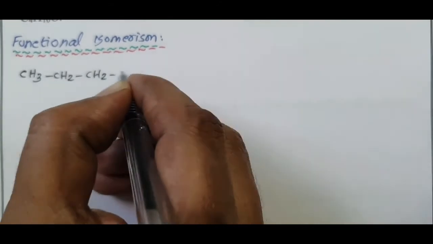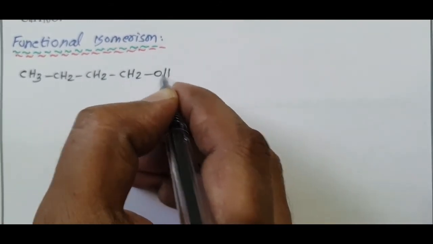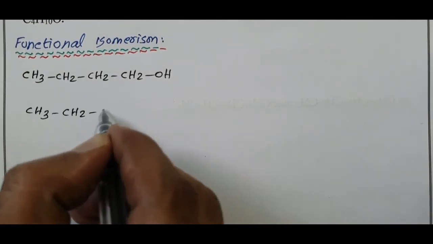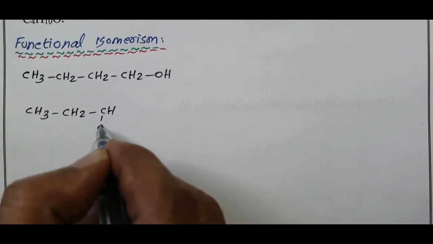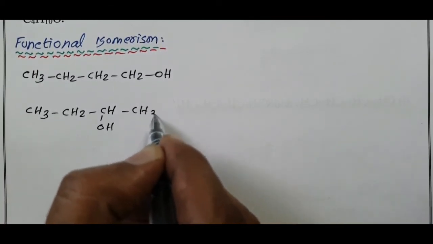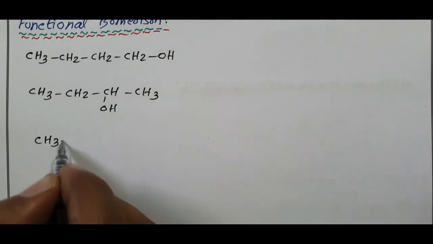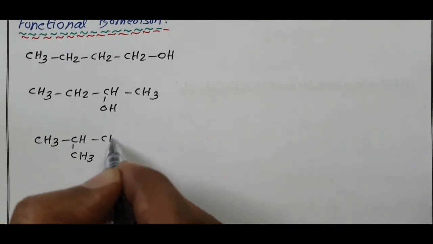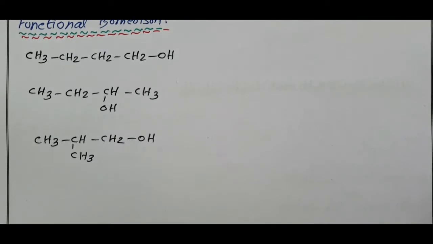First alcohol: CH3, CH2, CH2, CH2, OH. First alcohol. I will write the name of this compound. Second: CH3, CH2 with the same carbon atom. The first one is n-butyl, the second one is secondary butyl alcohol. Third compound, isobutyl alcohol. We know what is iso: CH3, CH3. This group is called iso. Again 4 carbon atoms, CH2OH. Isobutyl alcohol is an example of a primary alcohol.